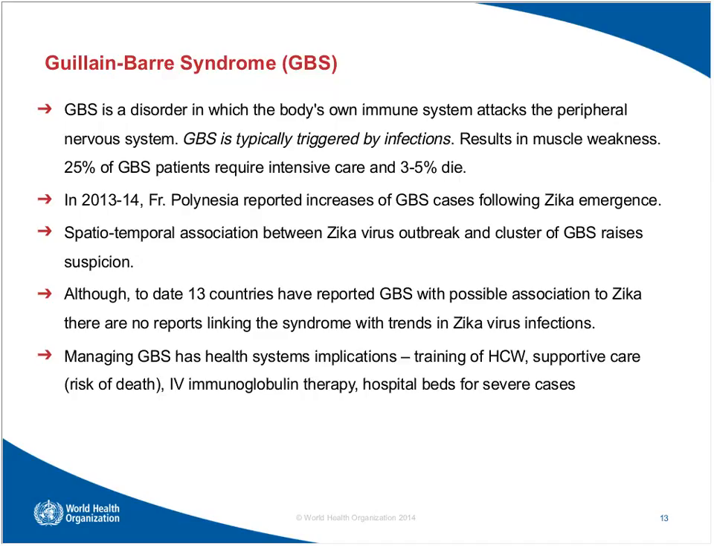Just to note, and maybe of significance to the health system strengthening sector, managing GBS has great implications to the health system. Much training needs to be done for healthcare workers, and also, given the risk of death, a lot of supportive care needs to be given to GBS patients so that we can diminish any chances of death. Also, intravenous immunoglobulin therapy needs to be administered, which requires additional training for healthcare workers. And also, we need to have sufficient hospital beds for severe cases.